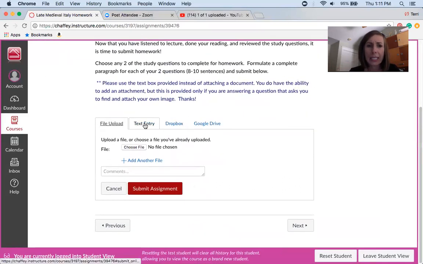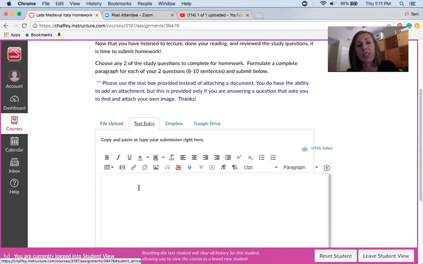What you're going to do is click on the text entry. Don't upload a file because then I've got to download. It's kind of a pain. That is, if you answer a question where I say, go online and find an image by this particular artist, then you would put that there. But you can just click over to the text entry and just put your response here.